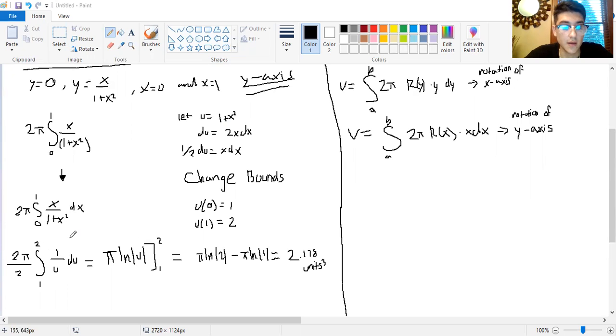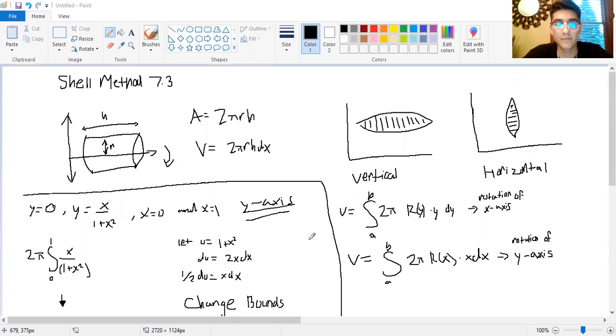When I'm rewriting it, I have 2 pi divided by 2 from 1 to 2 of 1 over u. Therefore, when I solve it, I have pi ln u from 1 to 2, which gives me pi ln 2 minus pi ln 1, and then I solved it and got 2.178 units to the third power.